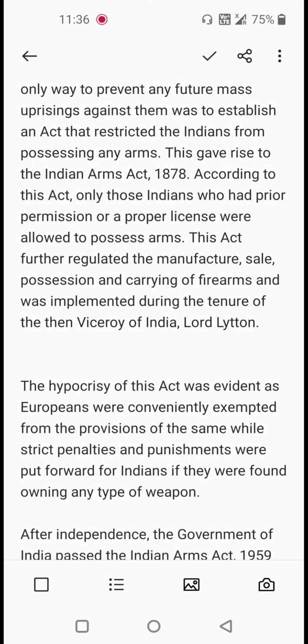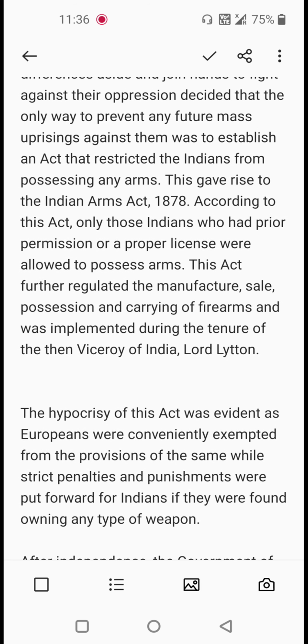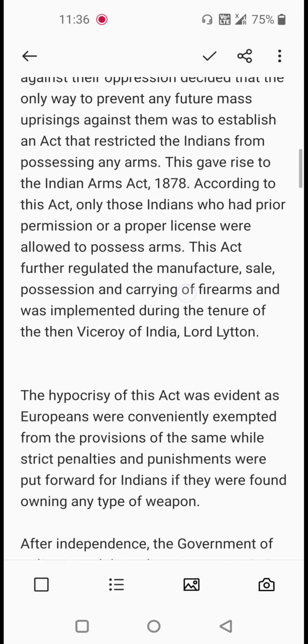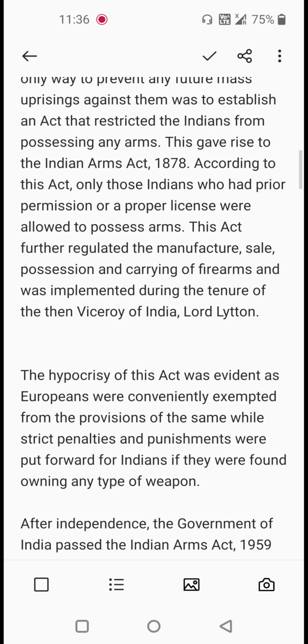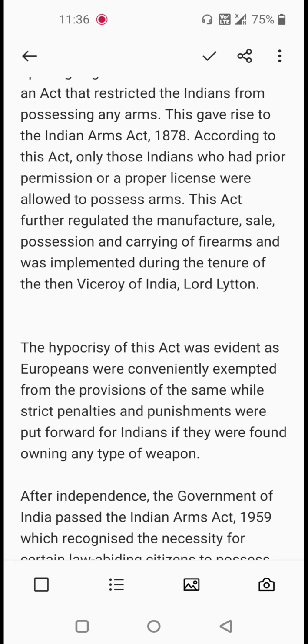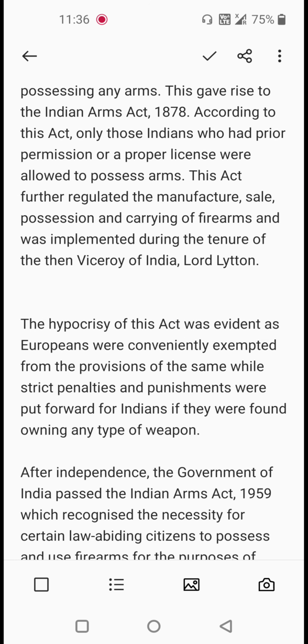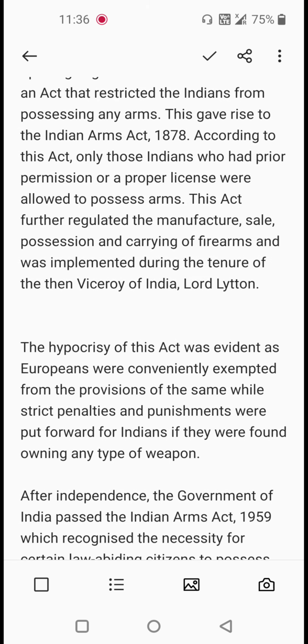So the whole concept of this act arises after the 1857 revolt, the mutiny done by the sepoys of the army. Then the Indian Arms Act 1878 was passed. This act further regulated the manufacture, sale, possession and carrying of firearms and was implemented during the tenure of the Viceroy of India, Lord Lytton. It is one of the most important questions as well for general knowledge. When this act was passed, who was the Viceroy of India? It is Lord Lytton.